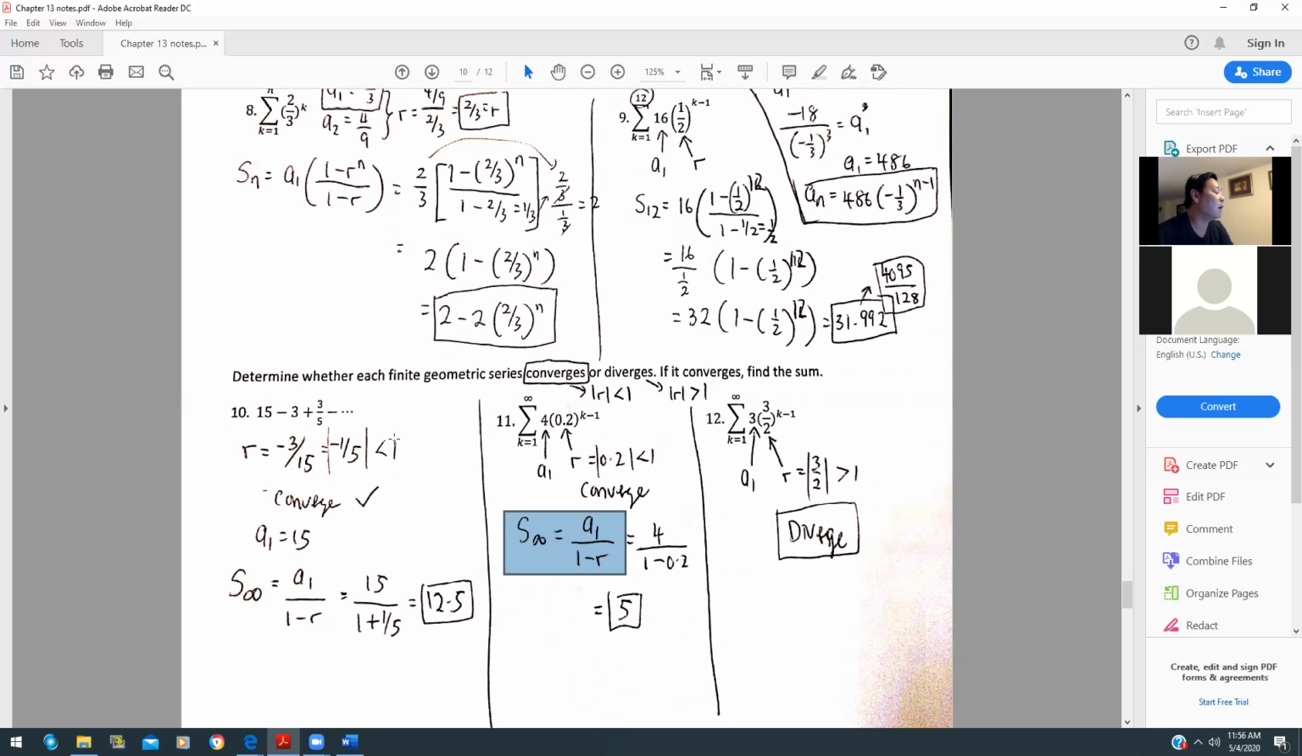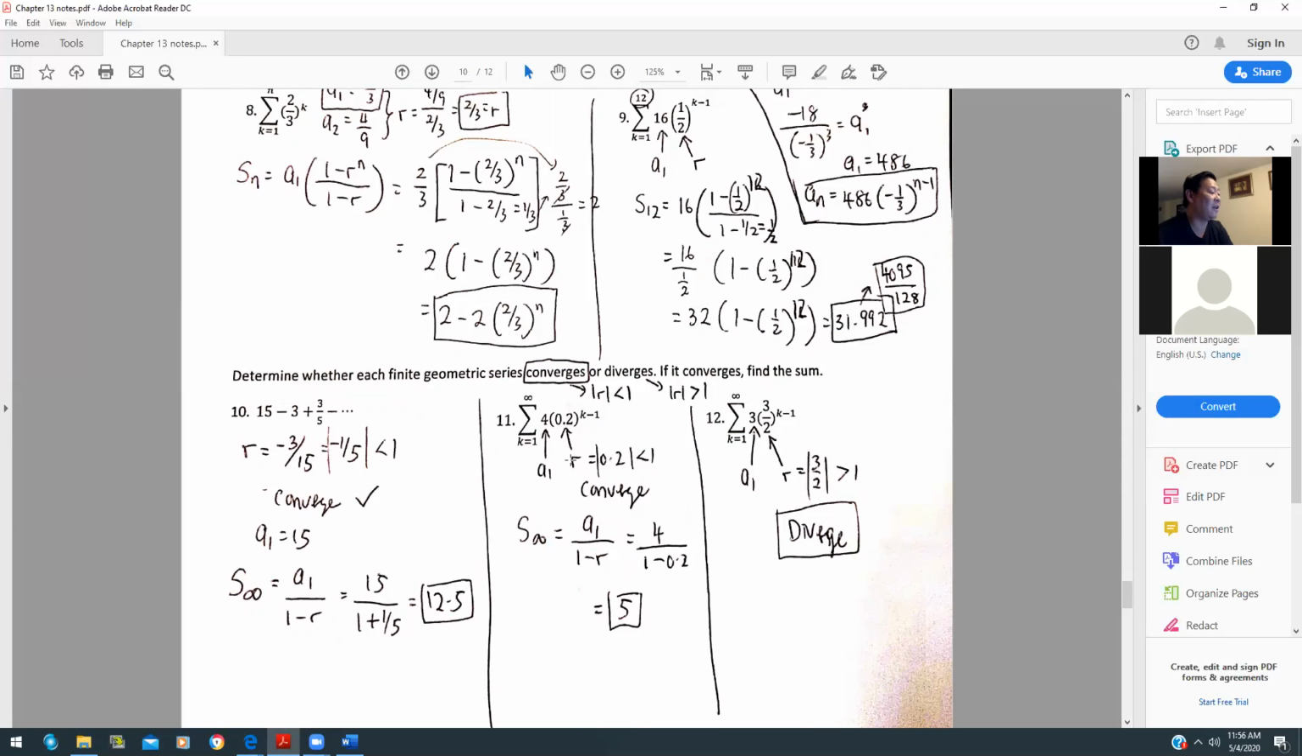Okay. So first thing first, like this, you find what your R is first, and your R in this case is negative 1/5, which in absolute value is less than 1, so it converges. So this is your R, and then your A1 is 15. So you just put it into this formula, and you will get 12.5. So it's very easy to figure out the formula. The formula is very short, but the most important part is figuring out whether they converge or diverge.